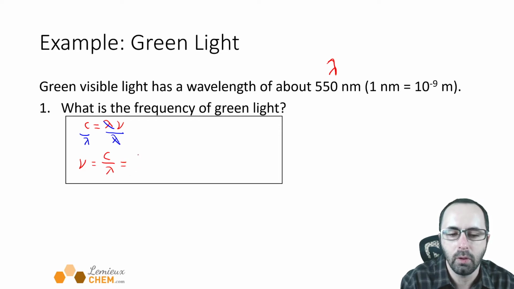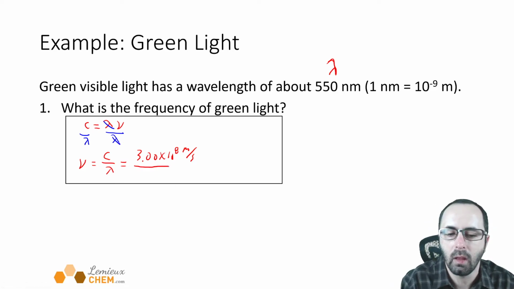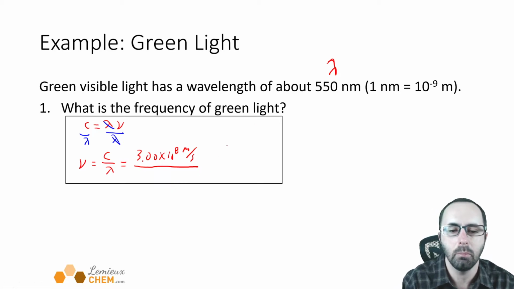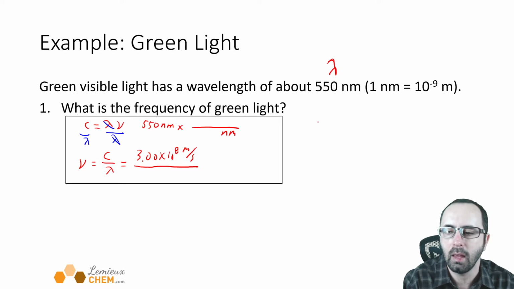And the speed of light, you'd always be given that. You don't have to memorize it. It's 3.00 times 10 to the 8th meters per second. And our wavelength was 550 nanometers. So the problem here is that this is not in meters, it's in nanometers. So we're going to want to first convert the 550 nanometers to meters. And so we're going to make sure that we have nanometers on the bottom here so it cancels. And it's 10 to the 9th, or 10 to the minus, what's 10?